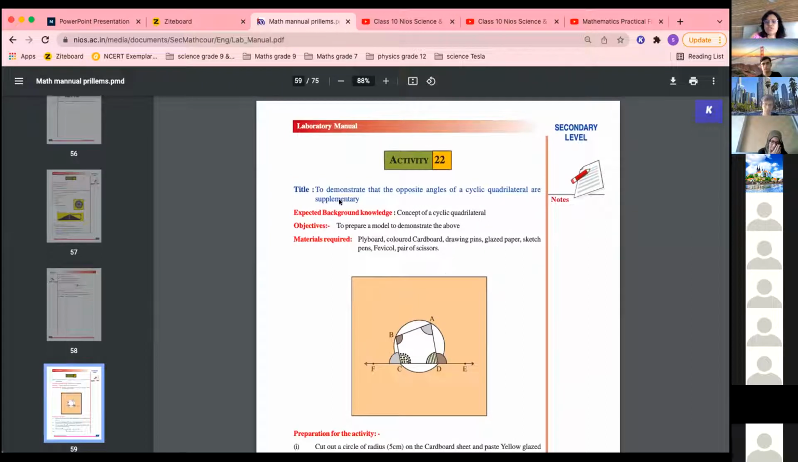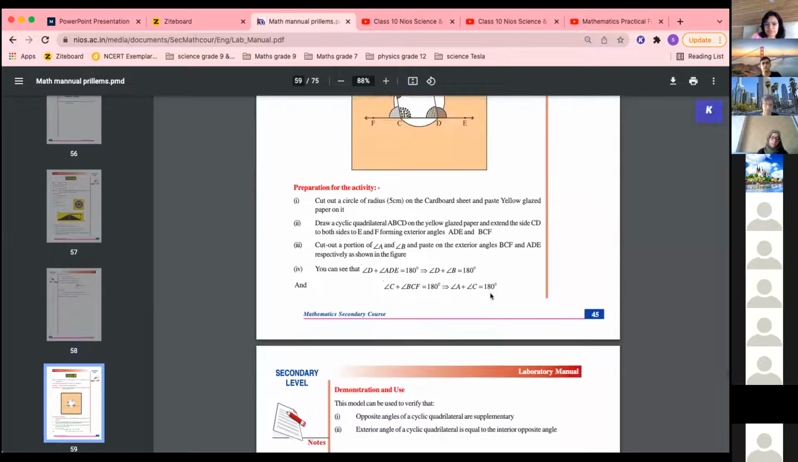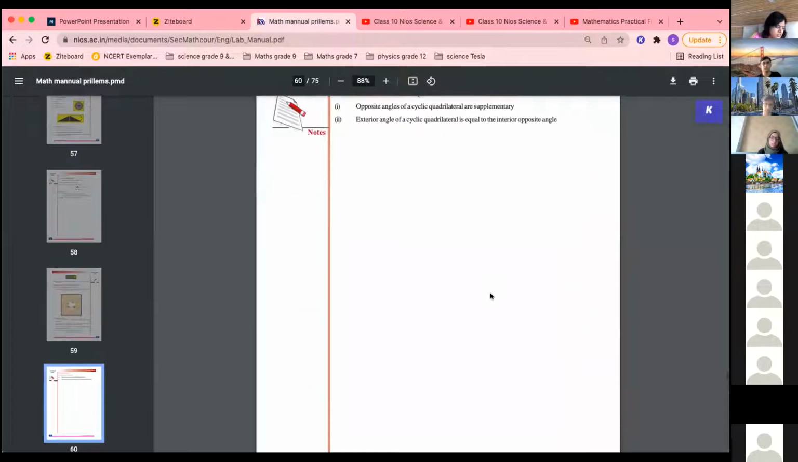22 is to demonstrate that the opposite angles of a cyclic quadrilateral are supplementary. Okay, so please write this only. Aim: to prepare a model to demonstrate the above. This is not how we write, because it is incomplete, since they are writing both. So just write only one: to demonstrate the opposite angles of a cyclic quadrilateral are supplementary. Draw it on the white page.